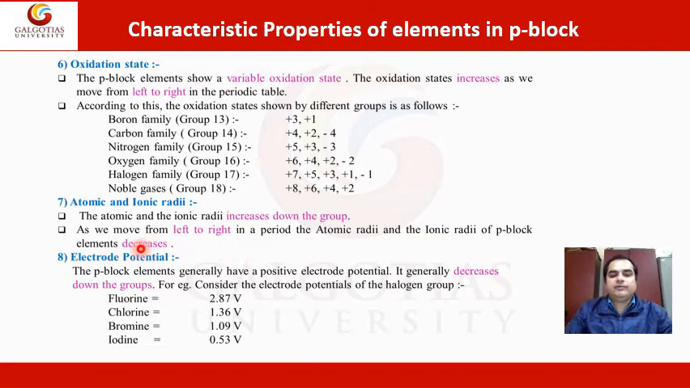If we move from left to right in a period, we will find that the atomic and ionic radii of p-block elements decrease as the EAN value increases. Similarly, they have positive electrode potential, and it generally decreases as we move from top to bottom in the group. As we can see, for fluorine, chlorine, bromine, iodine, from top to bottom, the value is continuously decreasing.